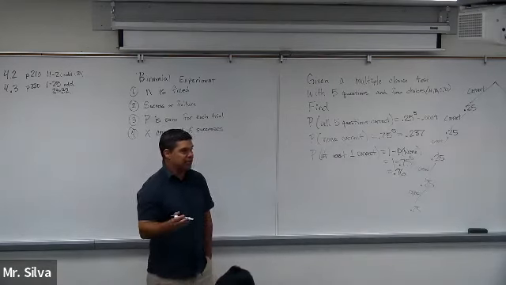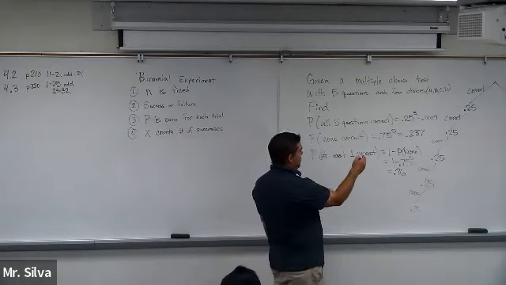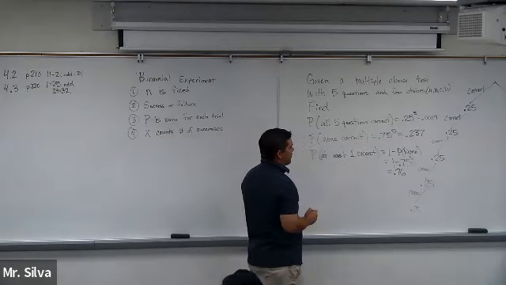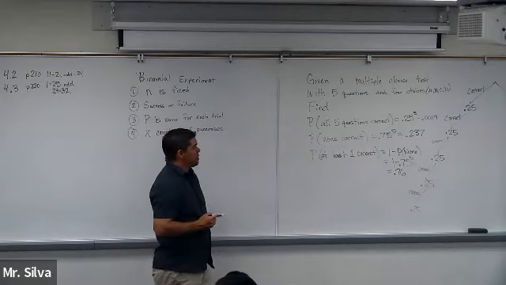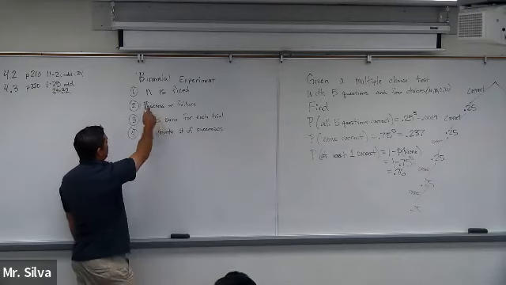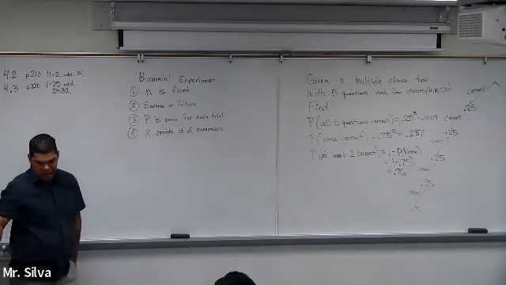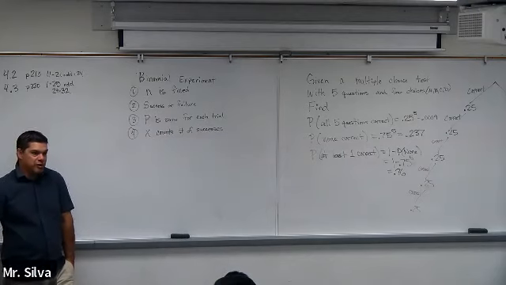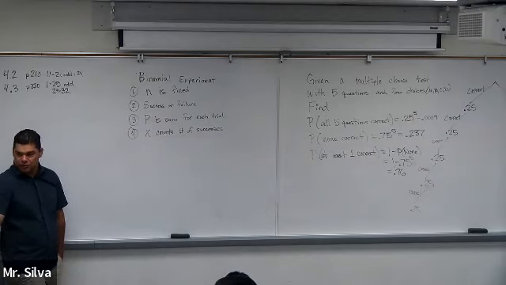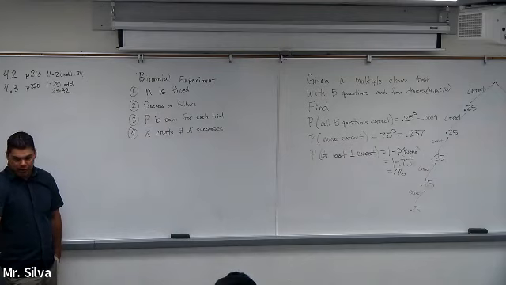but that's not realistic. Most probabilities don't happen 50-50. Different probabilities have different outcomes. So again, the definition of a probability experiment is right over here, and we're going on 4.2 today. We're going to do 4.2 and 4.3.